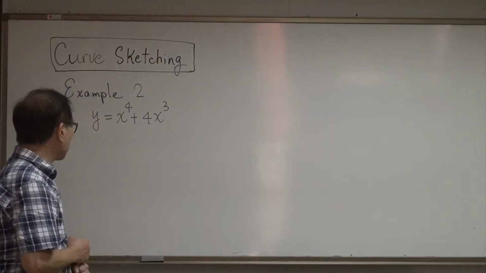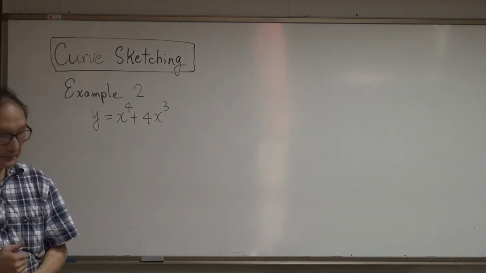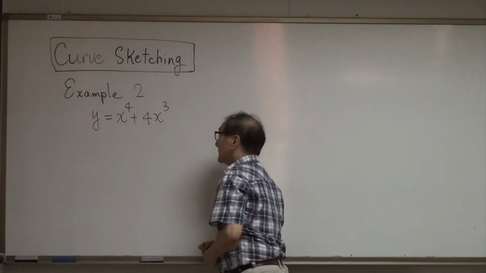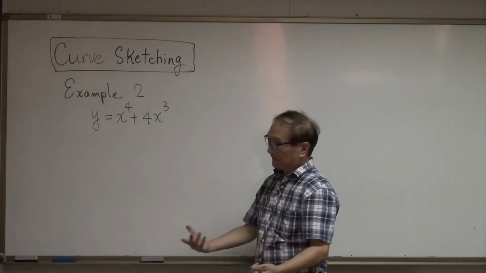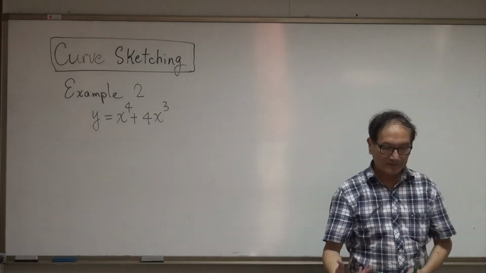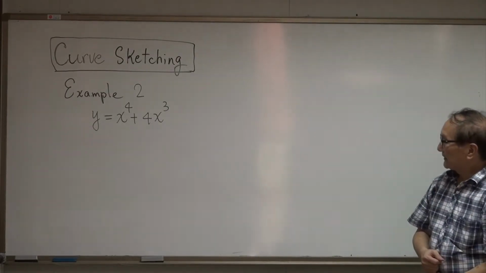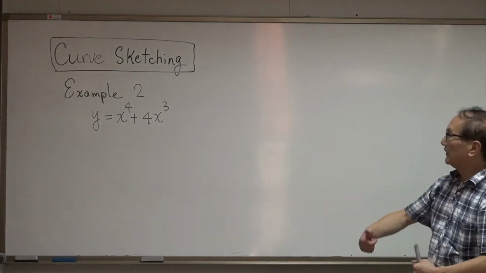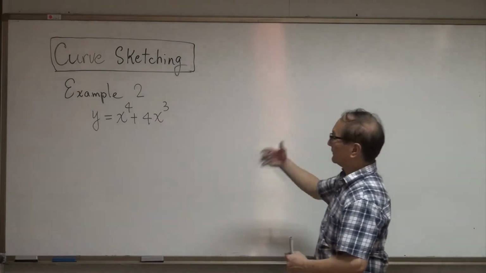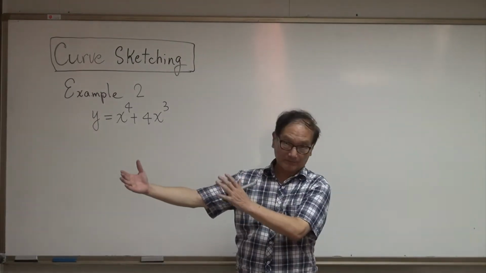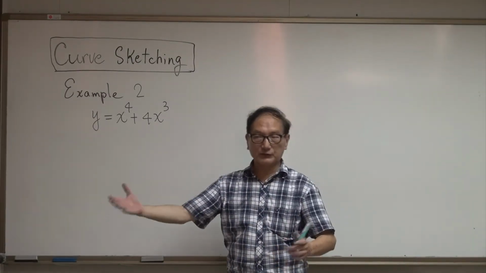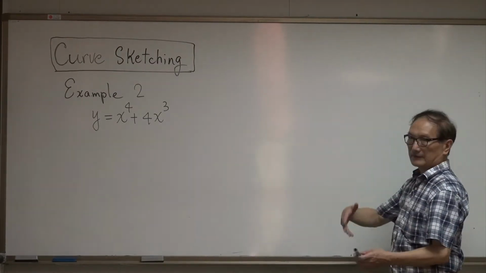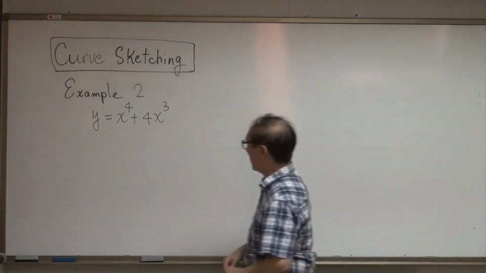Continue curve sketching. This is example 2. The function is a polynomial, degree 4. Well, to sketch this curve, is there anything we can say about this function? This function is not even, not odd, not periodic, and it covers from minus infinity to positive infinity. Therefore, the domain is all real numbers, and so is the range.